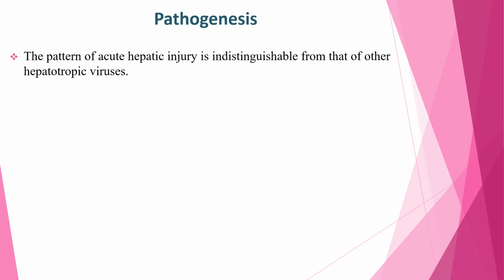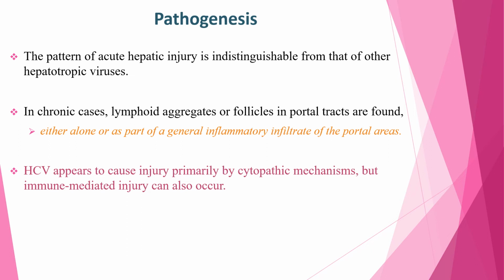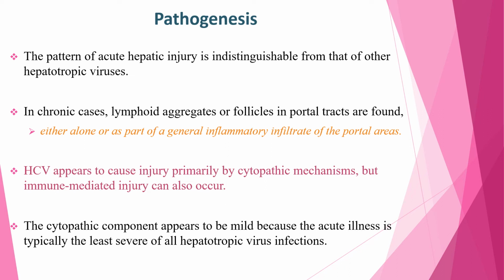When we look at the pathogenesis of hepatitis C virus, the pattern of acute hepatic injury is indistinguishable from that of other hepatotropic viruses. In chronic cases, lymphoid aggregates or follicles in portal tracts are found, either alone or as part of a general inflammatory infiltrate of the portal areas. Hepatitis C virus appears to cause injury primarily by cytopathic mechanisms, unlike hepatitis B virus, but immune-mediated injury can also occur. The cytopathic component appears to be mild because the acute illness is typically the least severe of all hepatotropic virus infections.